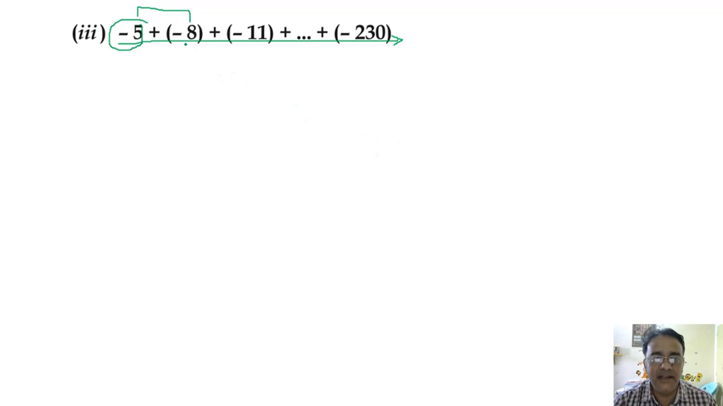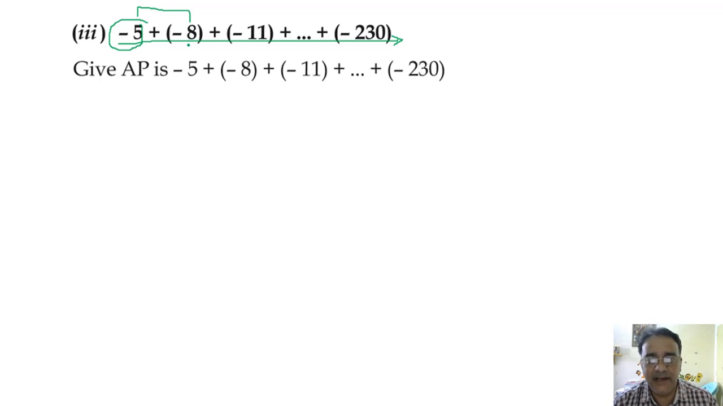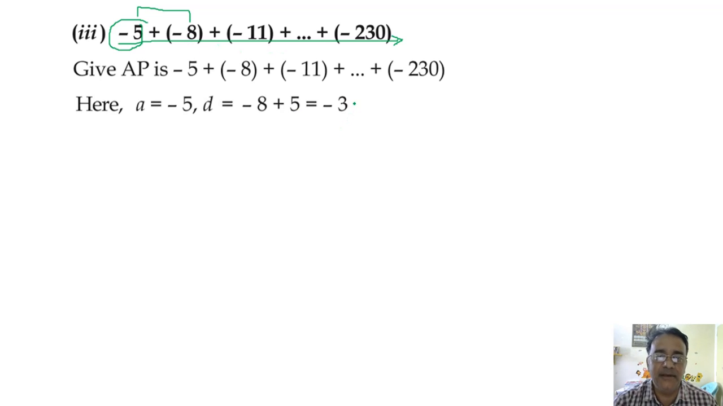So minus 8 minus of minus 5, it will become plus 5. So minus 8 plus 5 will be minus 3. Any doubt here? No, sir.